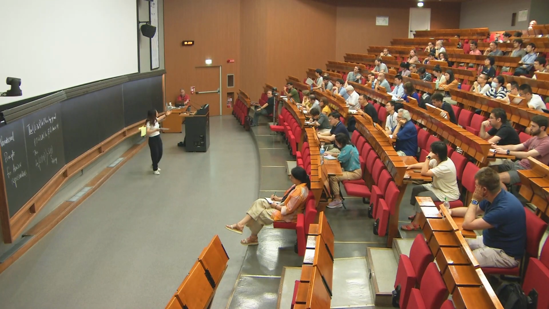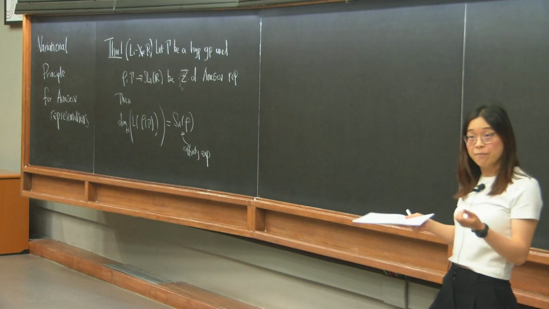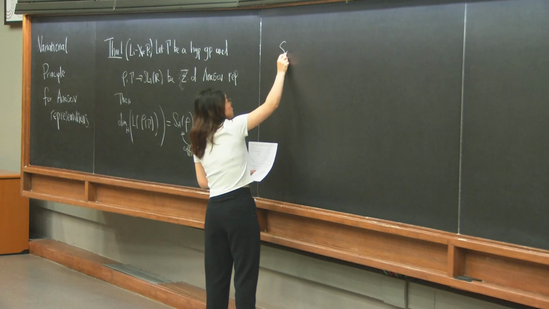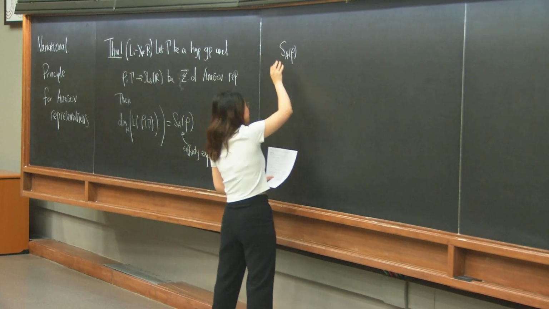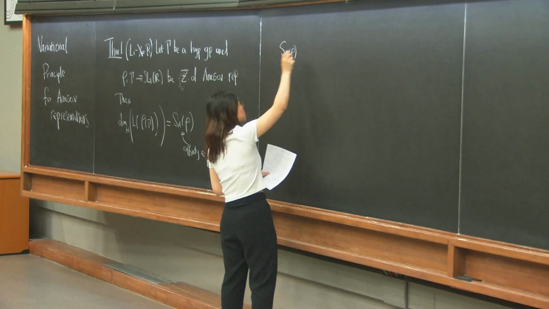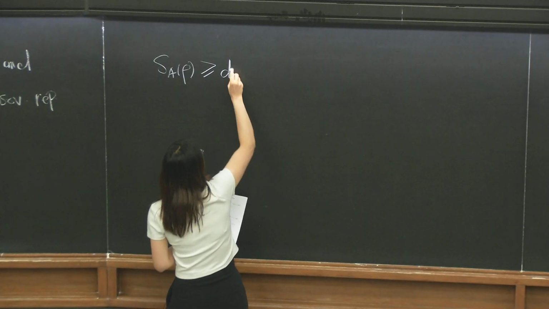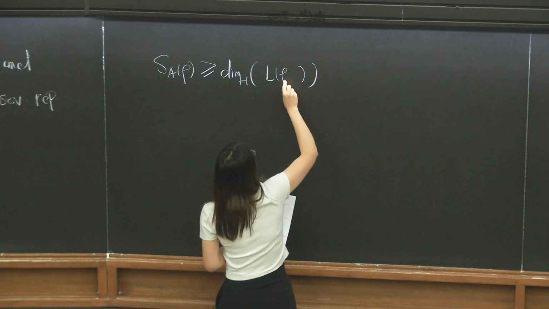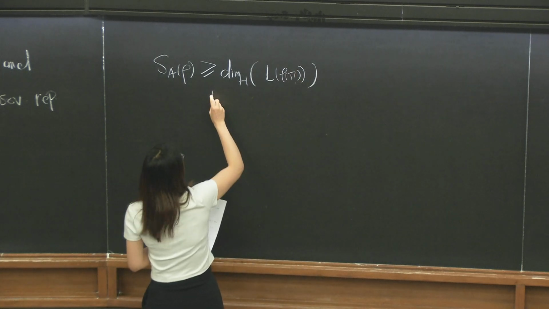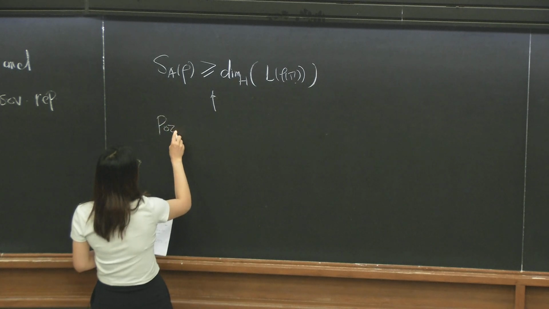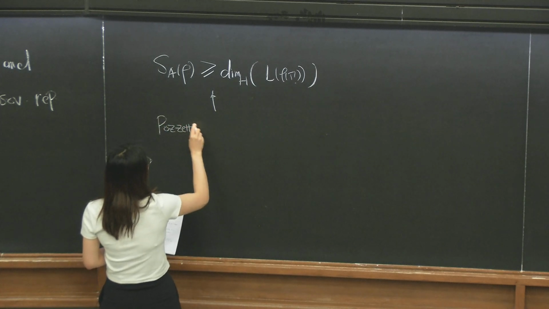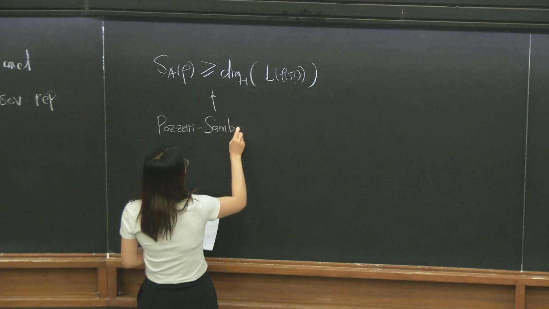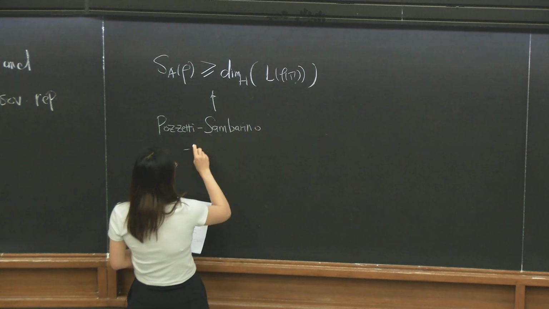And now let's just recall what we have proved and see where we are now. We have this inequality: the affinity exponent is greater or equal than the Hausdorff dimension of the limit set. This is proved by Pozzetti, Sambarino, and Wienhard.